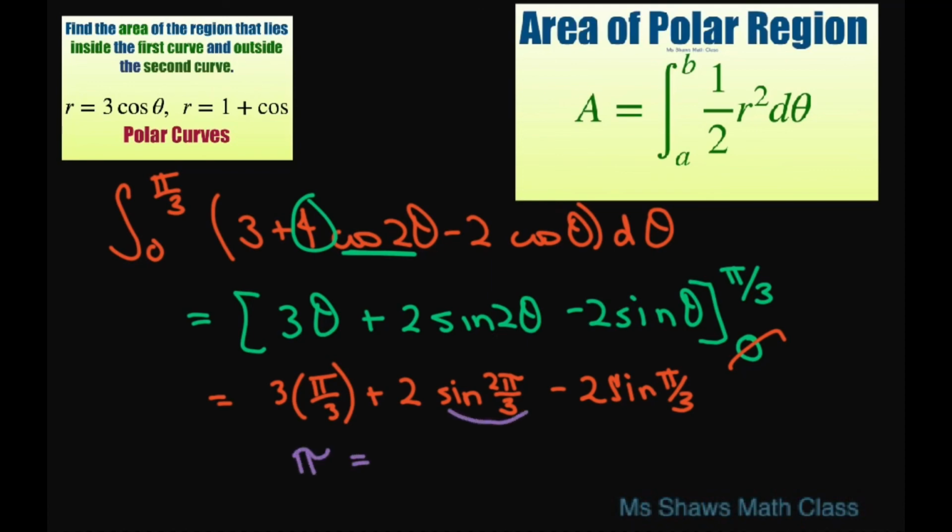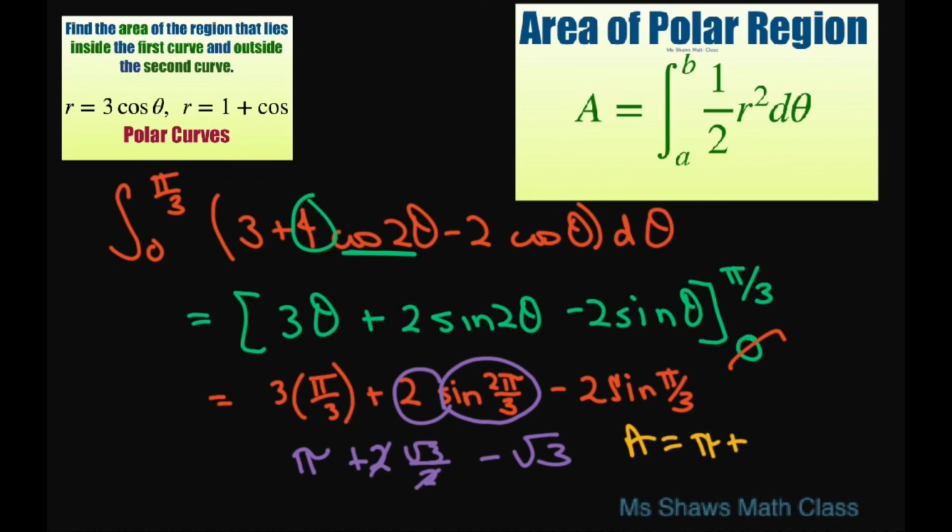plus, this whole thing's just going to equal square root of 3. So this is 2 times square root of 3 divided by 2. So it's just going to be square root of 3. And same thing's going to happen. It's going to be minus square root of 3. So finally your area is going to equal pi plus square root of 3 minus square root of 3.